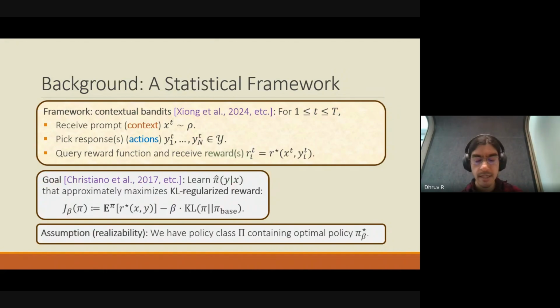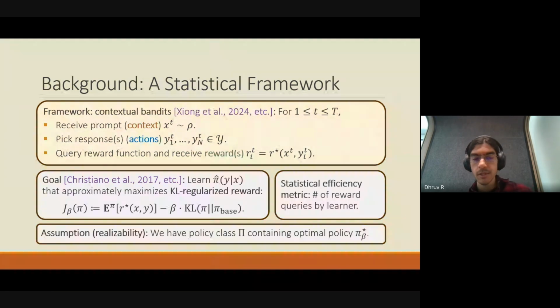So in the standard statistical framework, you need some assumption that you have some policy class containing the optimal policy. And then once you have this, you can just talk about statistical complexity, which is measuring the number of reward queries that you need to learn a near optimal policy. So this is sort of a complete picture if you just care about the statistical angle of things.